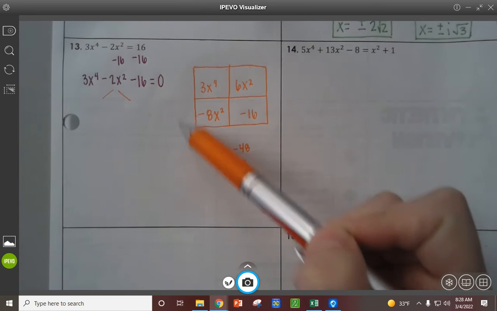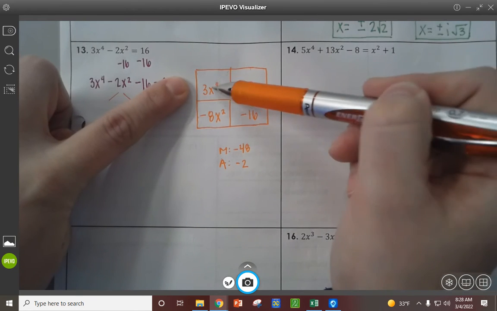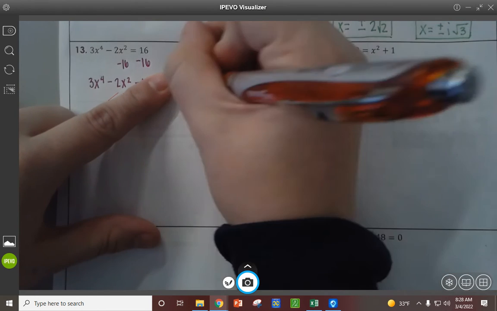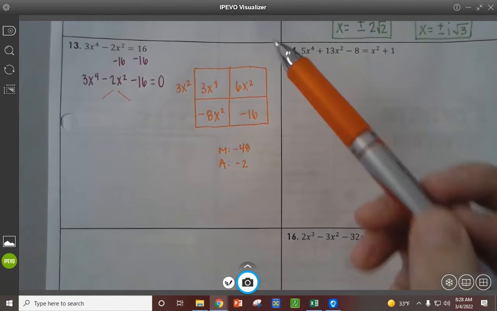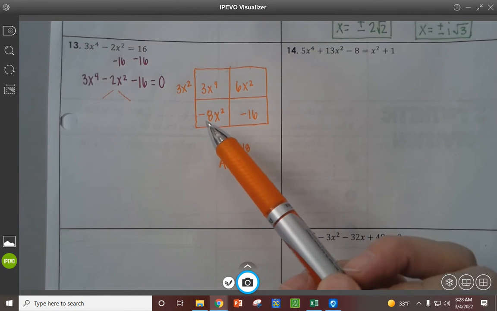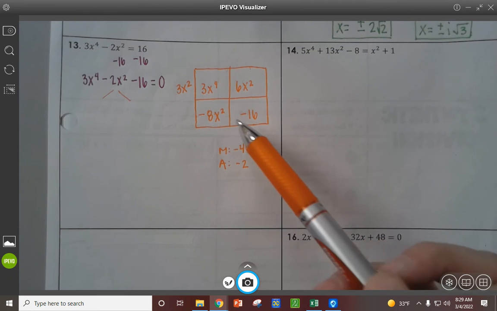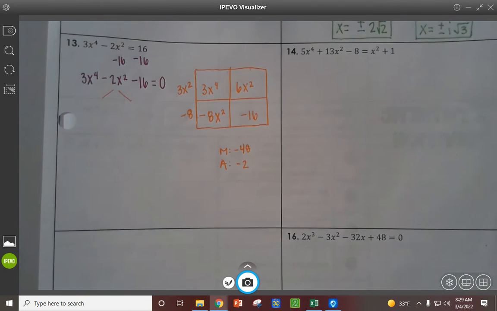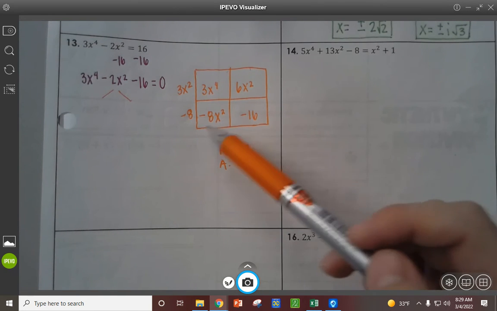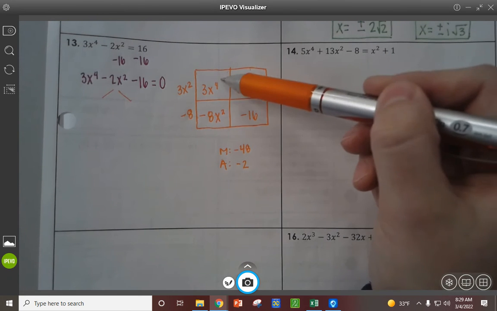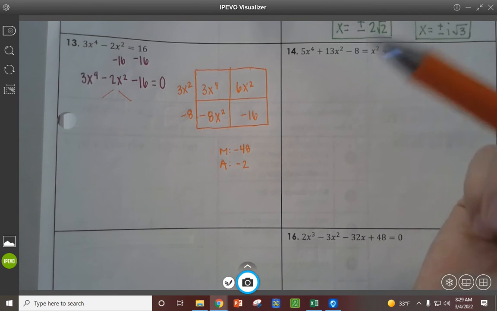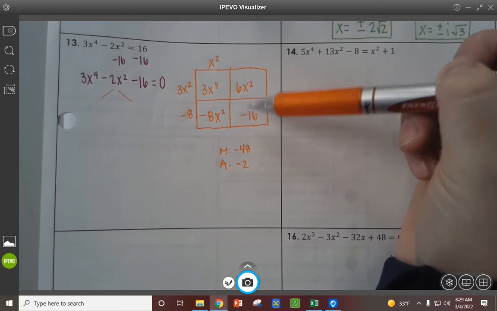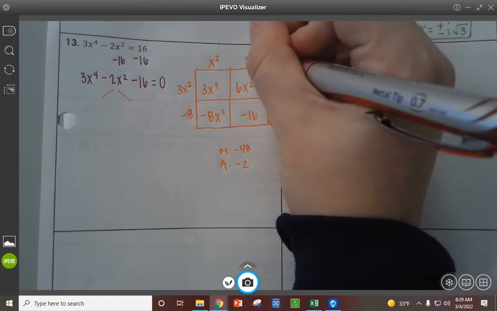And now we're going to look at the GCF. So the GCF of 3x to the fourth and 6x squared is what? 3x squared. Good. And what about the GCF between negative 8x squared and negative 16? Negative 8. Negative 4 does go into both of them, but the greatest factor is negative 8. What about 3x to the fourth and negative 8x squared? X squared. And what about 6x squared and negative 16? 2.